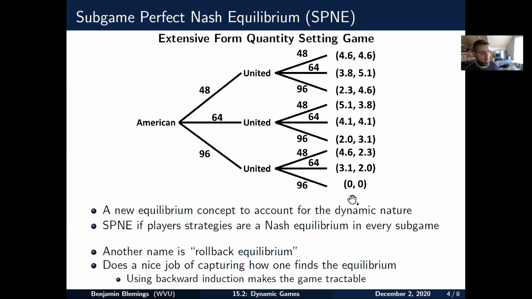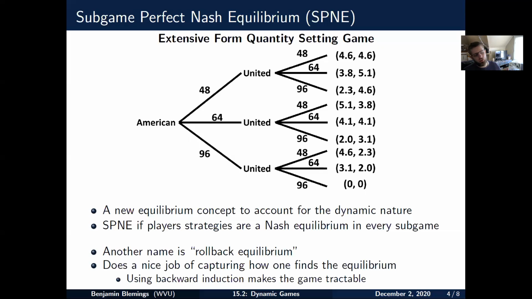And so a new equilibrium concept is needed to account for the dynamics in this game, or the fact that it's sequential. And so we're going to use subgame perfect Nash equilibrium. So we're going to build on Nash equilibrium with this subgame perfect concept. You can find a subgame perfect Nash equilibrium if all player strategies are a Nash equilibrium in every subgame. Now, good luck translating that, because that's kind of complicated to think about. I'm going to show you the easier way to think about it.